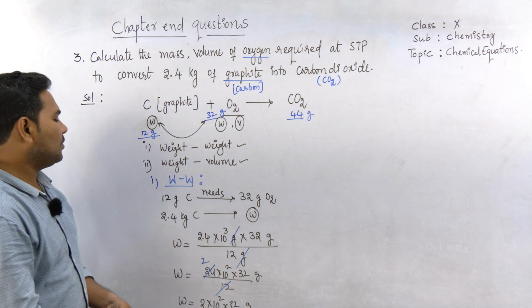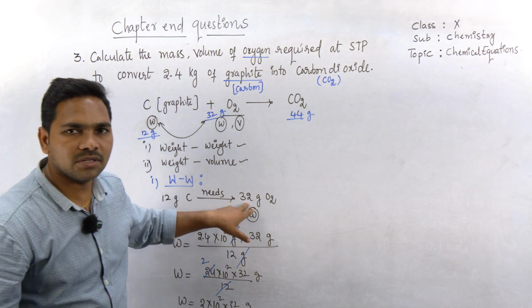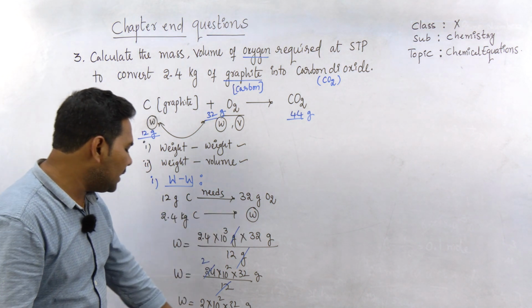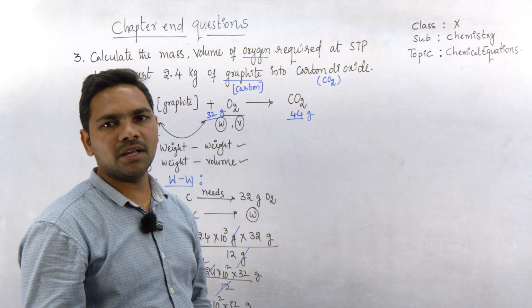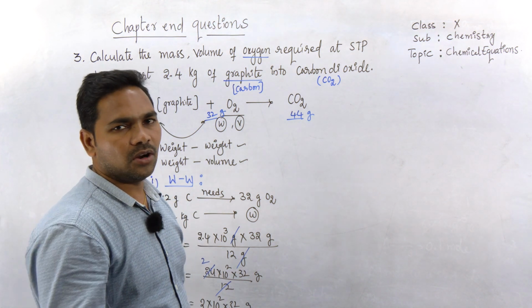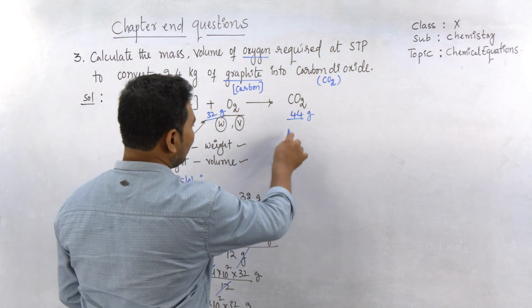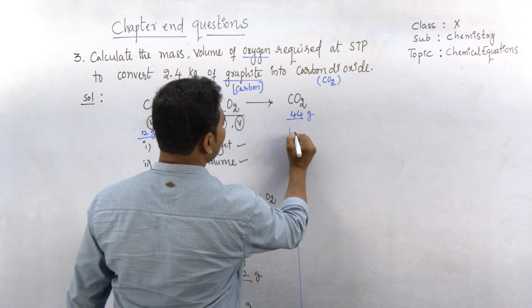Did we get it? When 12 grams of carbon need 32 grams of oxygen, 2.4 kg of carbon needs 6.4 kg of oxygen for completely burning and producing carbon dioxide gas. Okay, now this is case 1. Let's take case 2, the second one, the weight and volume relationship.